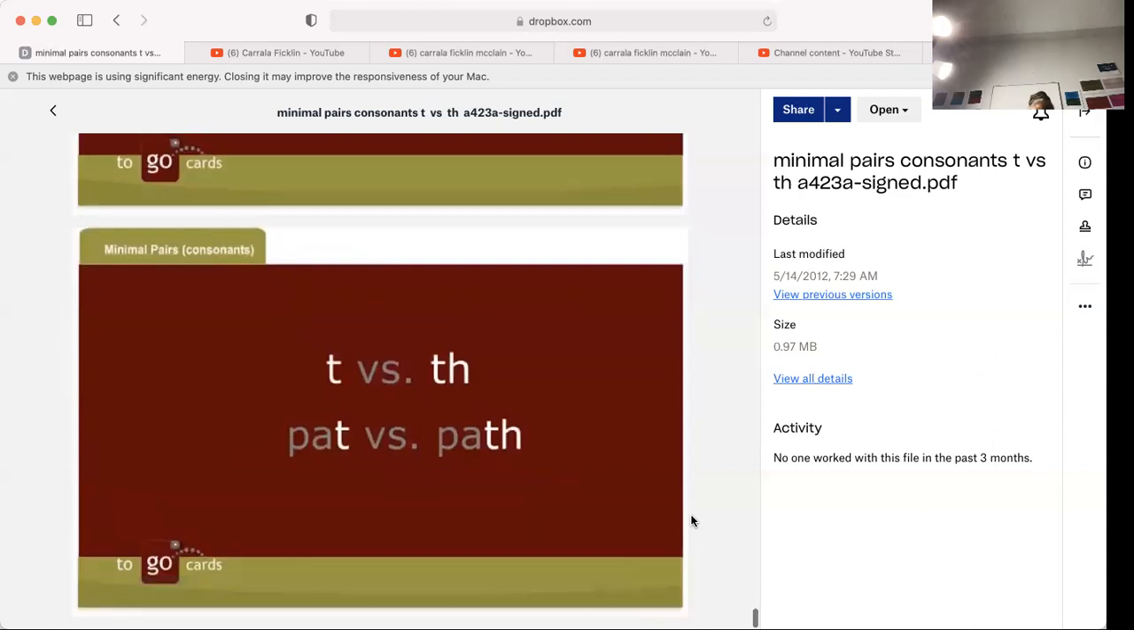Okay, there we go. So that was not easy because I'm trying to do two things. I'm trying to distinguish the T from the TH. Pat, path. That in itself is not that difficult, but I'm trying not to pronounce the TH like a D, which is, for some reason, easier to pronounce after a T.